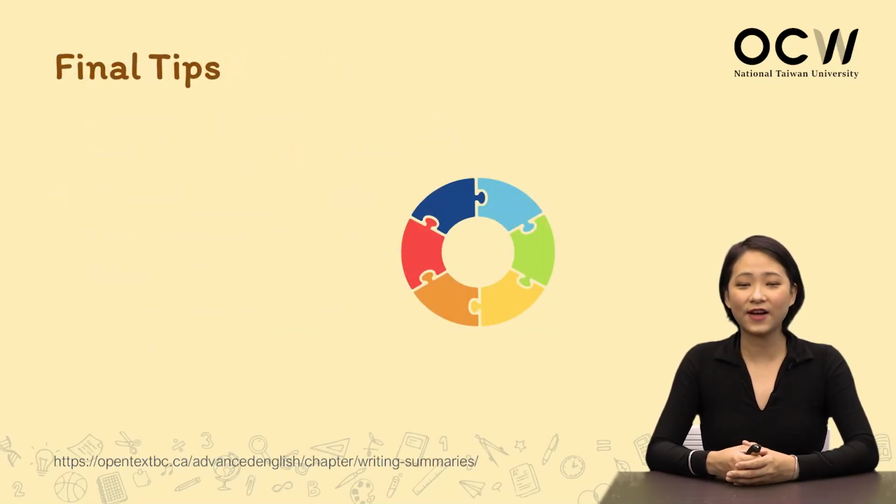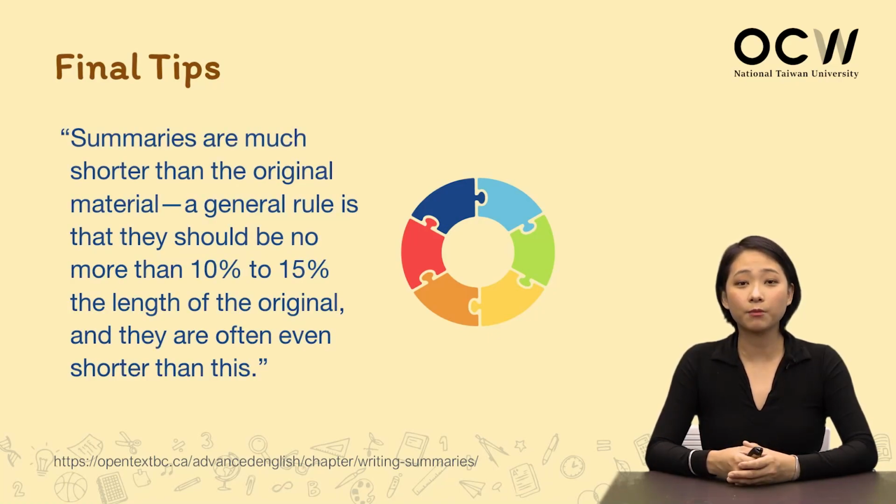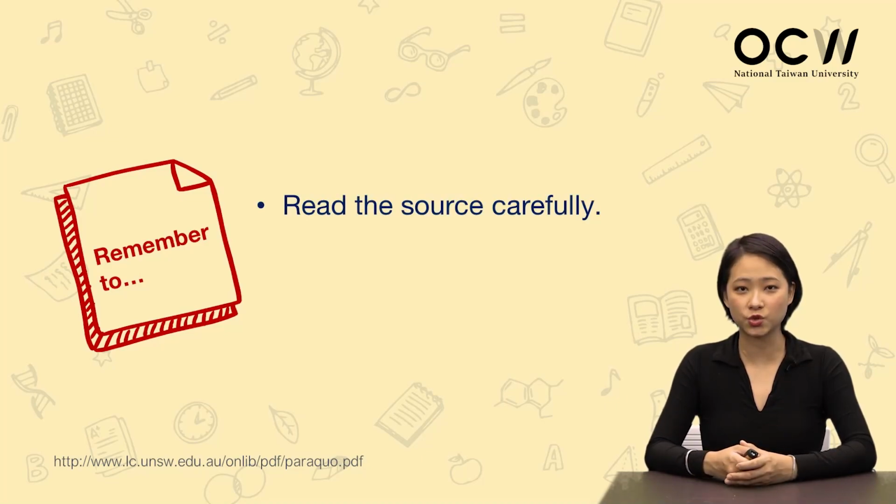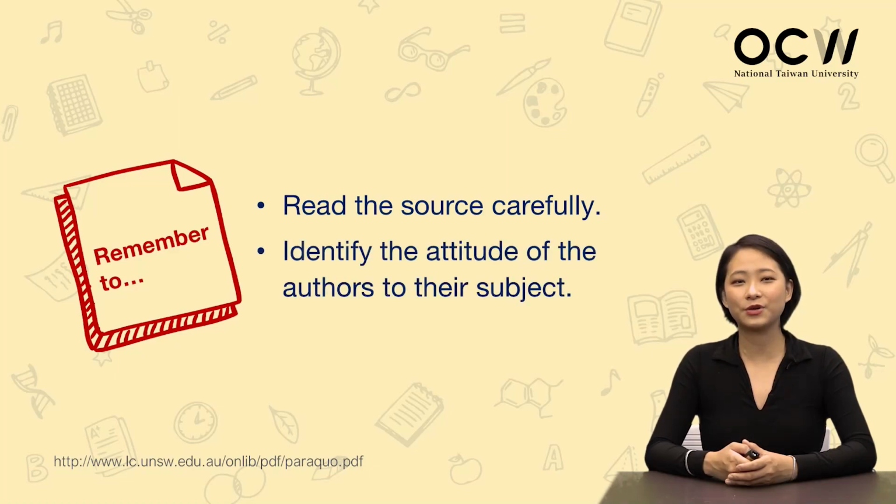So here are some of the final tips that we're going to give you in terms of today's lesson. Summaries are much shorter than the original text. So a general rule of thumb for writing a summary is that it should be about 10 to 15% of the length of the original text, or sometimes even shorter than this. And when you're writing a summary, you definitely need to remember, number one, to read the source carefully to ensure you're not misinterpreting or misunderstanding any information. Number two, you have identified successfully the attitude of the author on the particular subject matter.